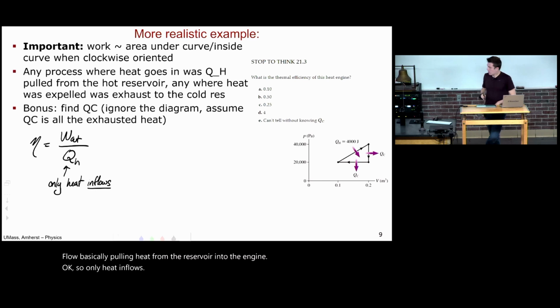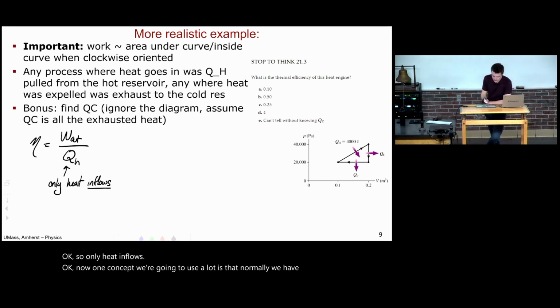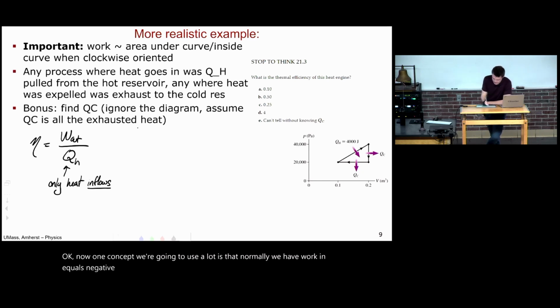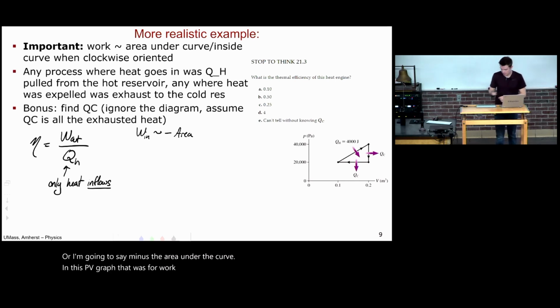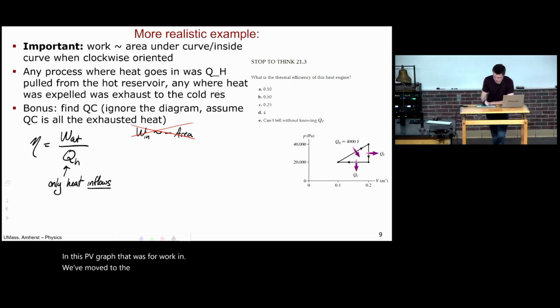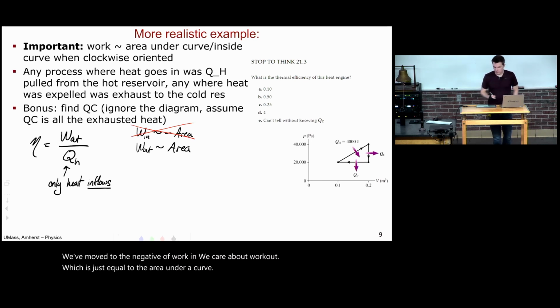Okay, now one concept we're going to use a lot is that normally we have work in equals negative integral of PdV. Or I'm going to say minus the area under the curve in this PV graph. That was for work in. We've moved on to the negative of work in. We care about work out, which is just equal to the area under a curve. Okay, we don't have the extra minus sign.